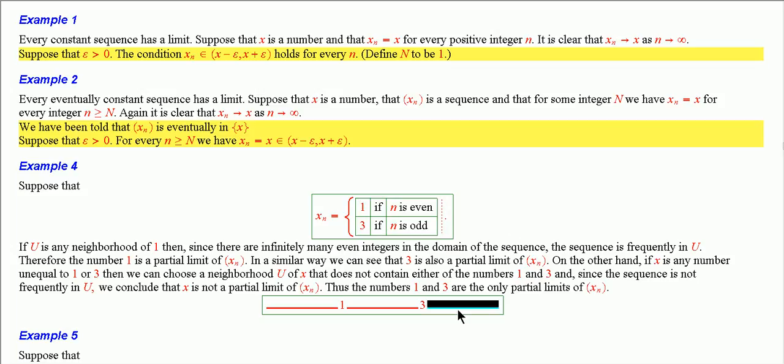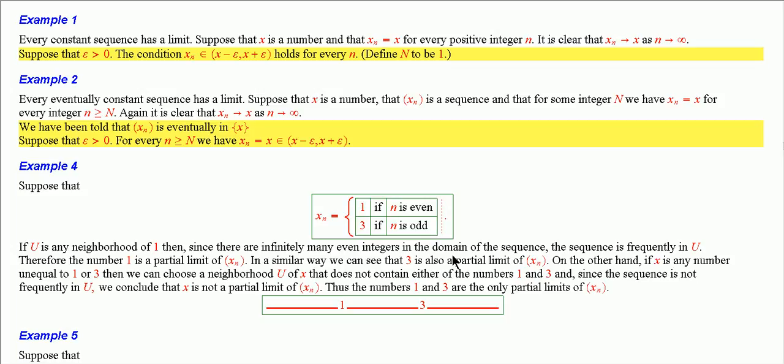Do you understand? So what I said is that if x is neither of the numbers 1 and 3, then it's easy to find a neighborhood of x that doesn't contain 1 and also doesn't contain 3. Are you with me? Write it, please, folks. It's a very simple principle.